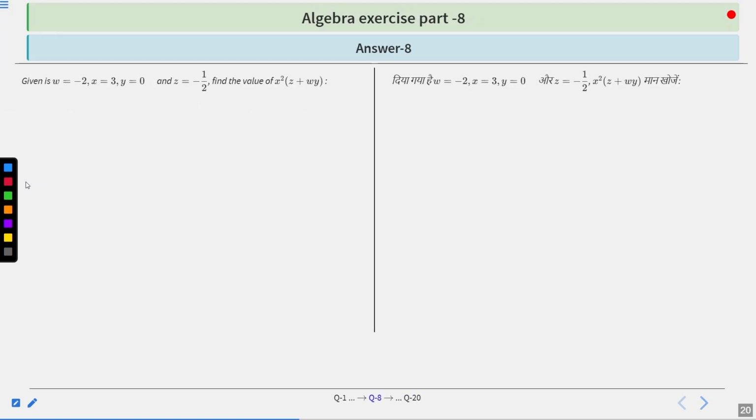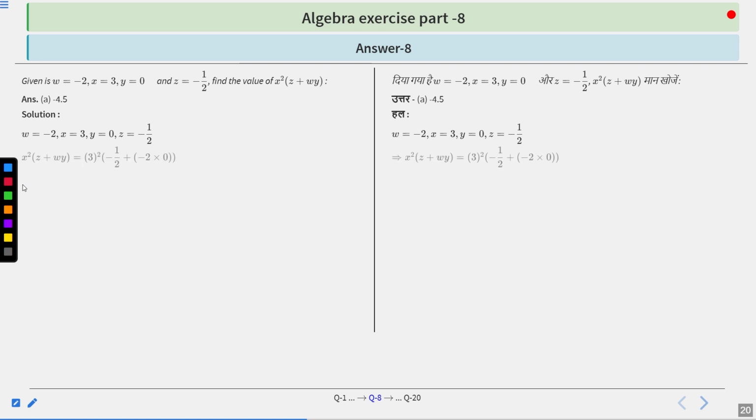So the values of w, x, and y were given to us, and z was also given to us, that is minus 1 upon 2. We have to find the value of x square into z plus wy. The correct answer to this question is option number A, minus 4.5. Now let us look at the solution of this question. Values of w equal to minus 2, x equal to 3, y equal to 0, and z equal to minus 1 upon 2 were given to us.